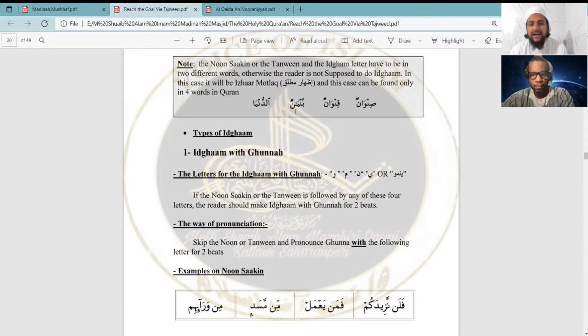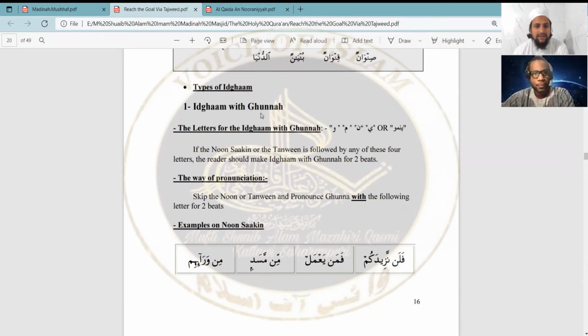Bunyan, ya after nun sakin, same. Ad-dunya. We just use this word in Urdu, in Arabic, and I think sometimes in English also. You know dunya? I mean this world, the alam we are living in. So this is called dunya. This is also the same: ya is followed by noon sakin. So these are 4 exceptions in the Quran, in the Mus'haf. Okay, let's move ahead now.